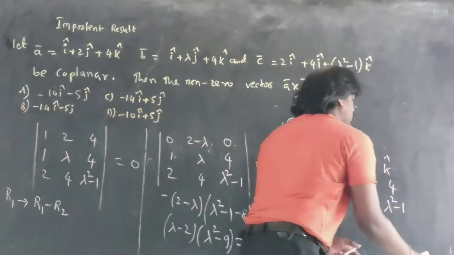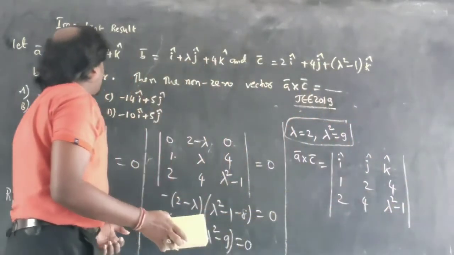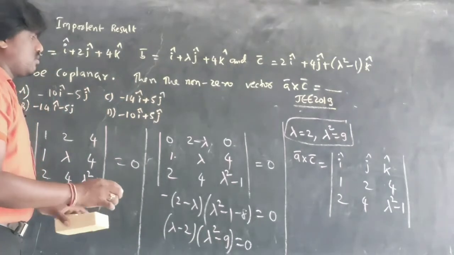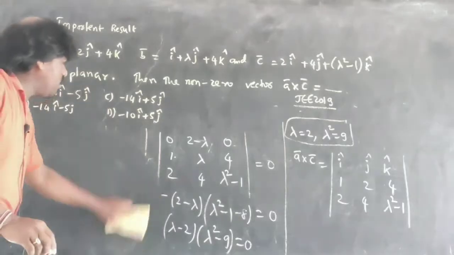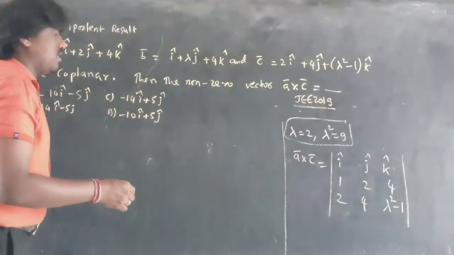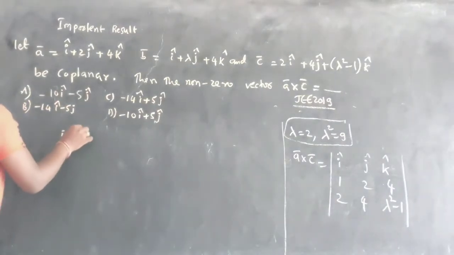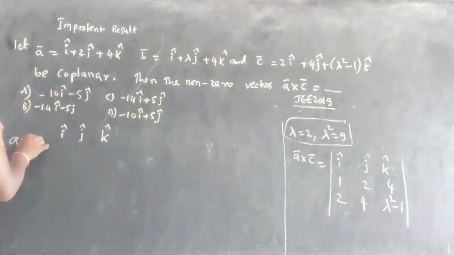Okay, now you got this one. You have to find the lambda value, and you have to find A cross C. So you got lambda, but you need to check which lambda is perfect, meaning which lambda is satisfying that. If I take i, j, k, this is A, I need to find A cross C, that's it.